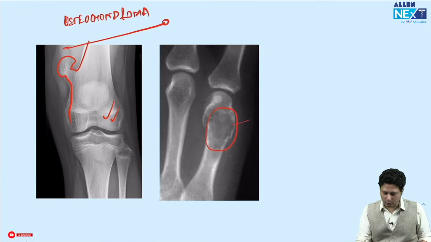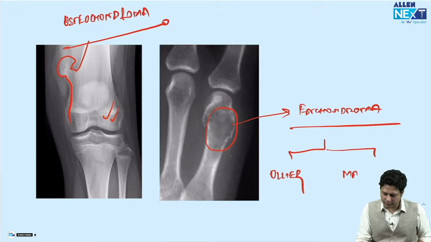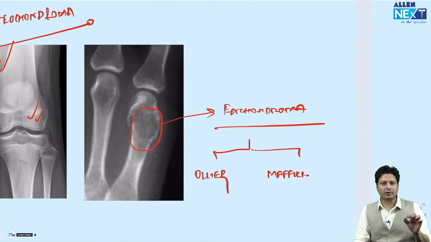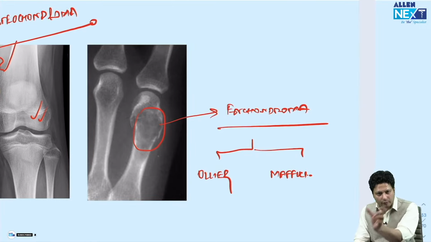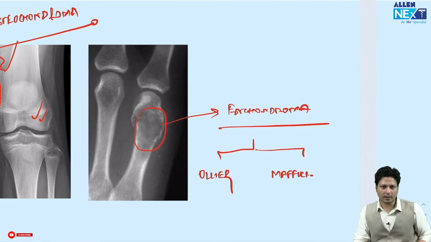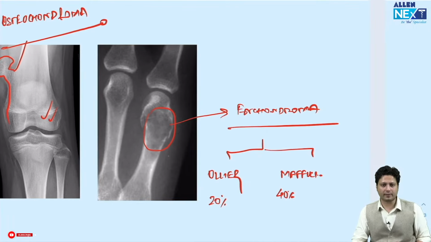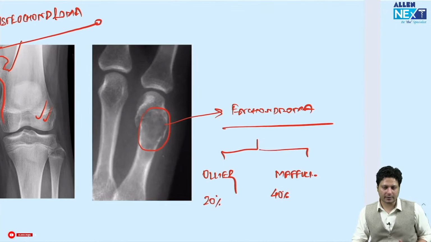On the other hand, the enchondromas: before sitting in the examination, you have to remember everything related to enchondroma, particularly the two important syndromes associated with this. One is Ollier and the other one is Maffucci syndrome. Ollier disease is something which you already are aware of, like it is multiple enchondromatosis. Maffucci syndrome is multiple enchondromatosis along with cutaneous hemangioma, all right, and the possibility of malignant transformation is as high as 20 and 40% respectively. For Maffucci syndrome, the possibility of malignant transformation is as high as 40%, all right.